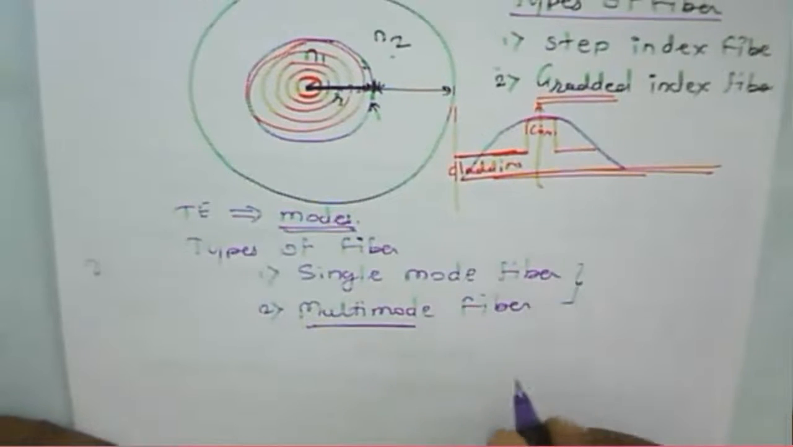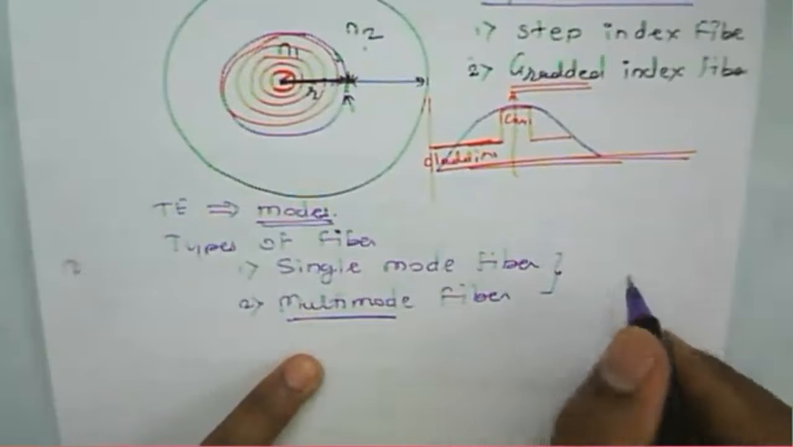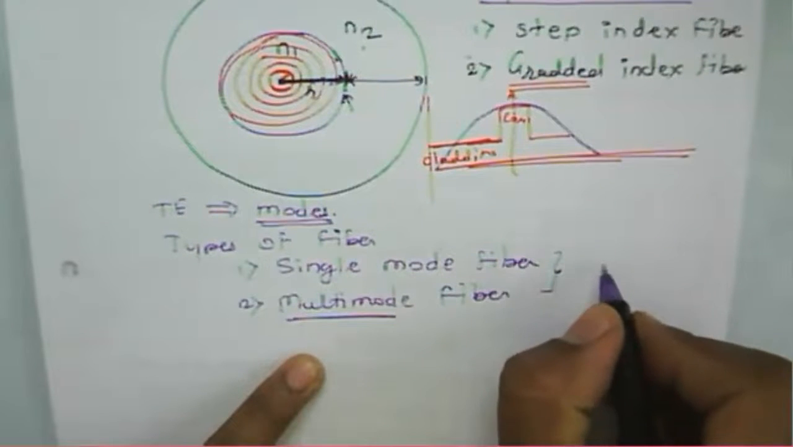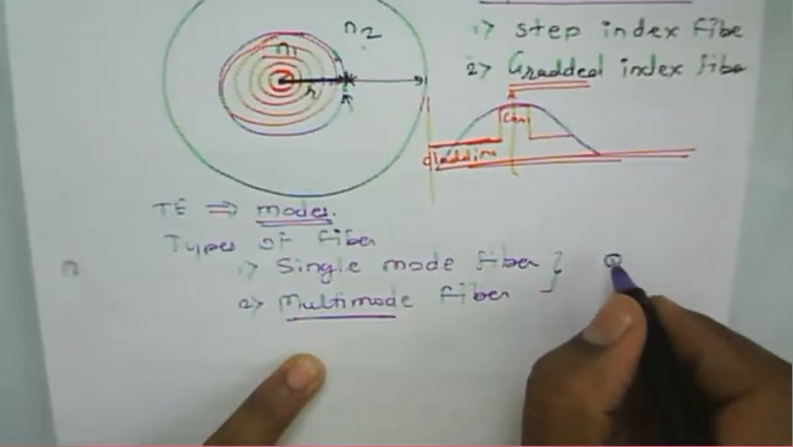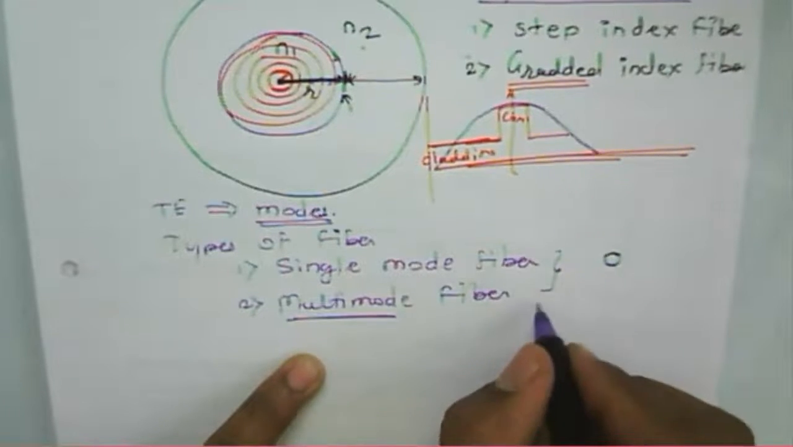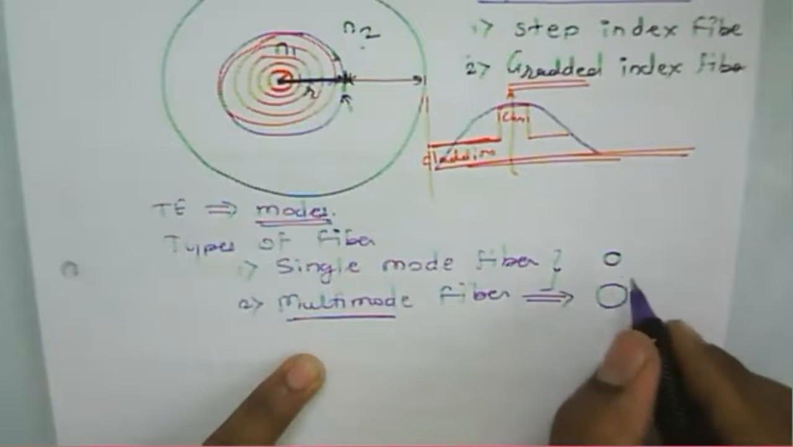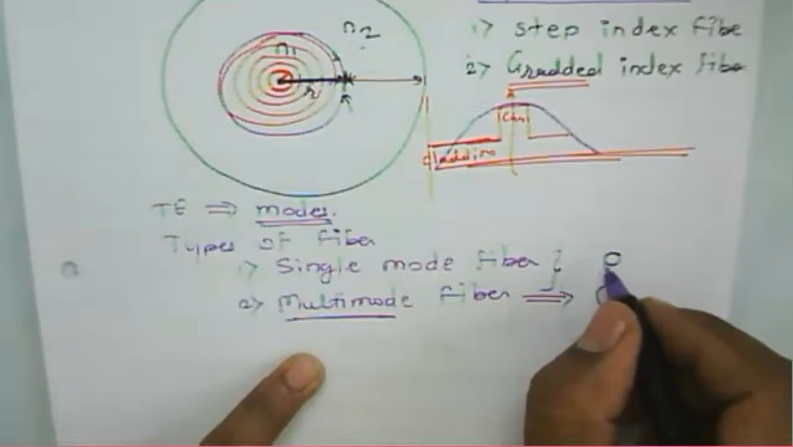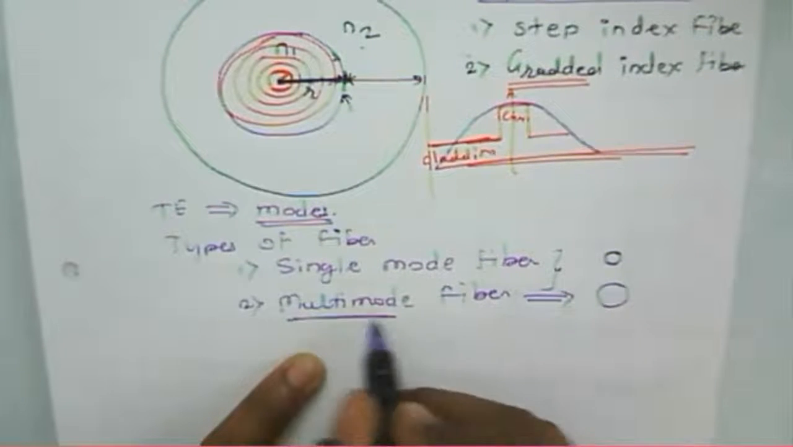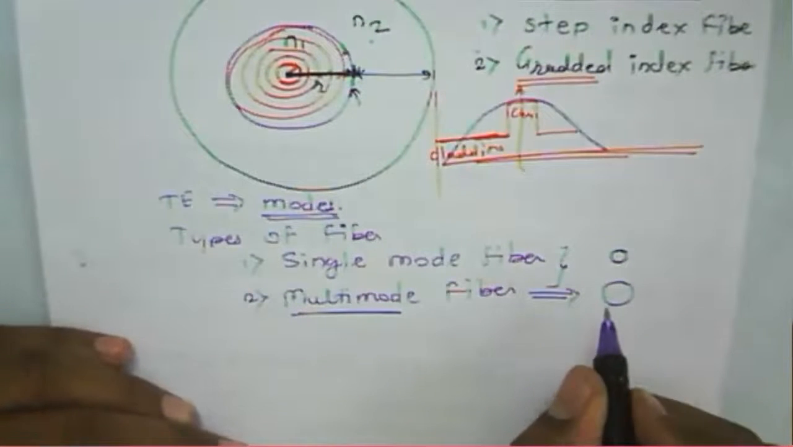Now, based on this mode, if you see the core radius or diameter of this fiber, for a single mode fiber, that core will be small. And if you consider a multimode fiber, that core size is large. Small core size, large core size. Why small core size? Because only a single mode is propagating through the fiber. So that's why the core size will be small. And here, multiple modes are propagating through the fiber, so that's why the core size of this particular fiber is large.